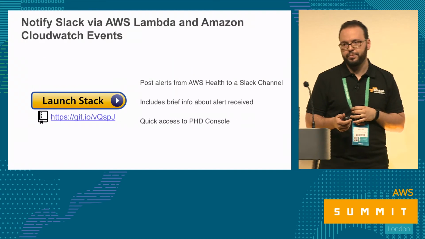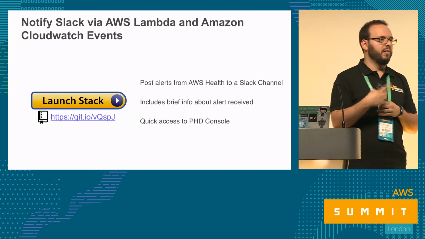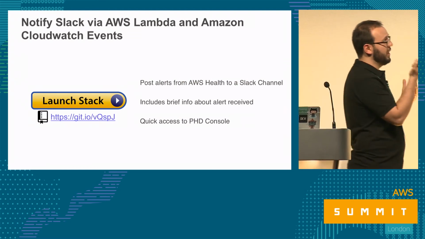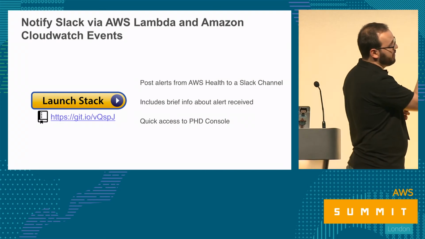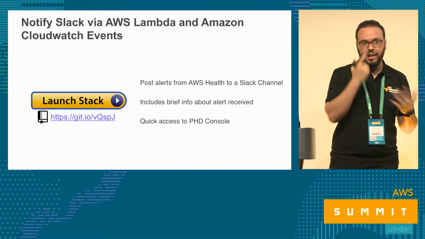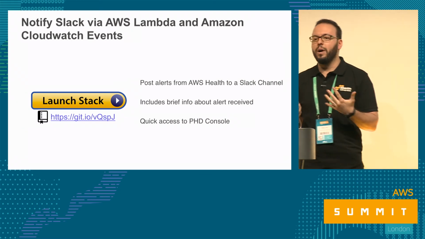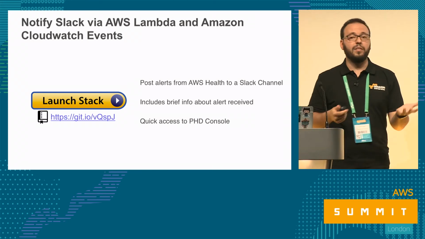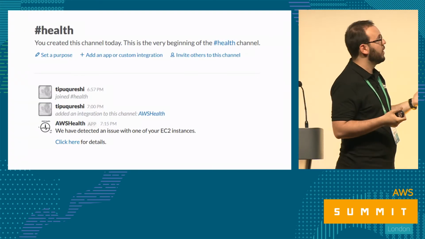Let's go through this. So the first one is a notification via Slack. All you have to do is launch a CloudFormation stack. It's a single click, either through this link directly or from the GitHub that I just mentioned to you. Basically, you click on that stack, and you'll be able to specify the channel you want to send a message to. And when you receive that message on Slack, this is how it's going to look.